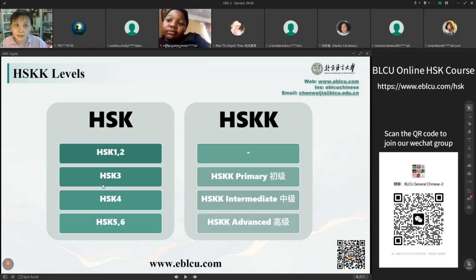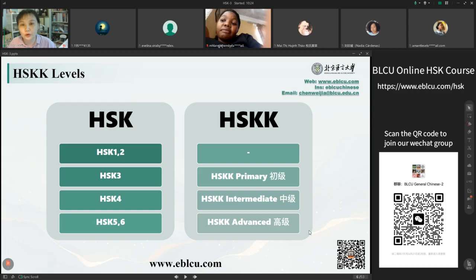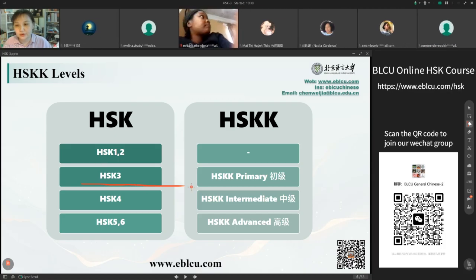So if you want to take HSK3, you need to take HSKK primary, or 初级, at the same time. Usually, if you take HSK3 in the morning, then in the afternoon you will have the HSKK speaking test. If you want to take HSK4, you need to take HSKK intermediate, 中级. If you want to take HSK 5 and 6, you need to take HSKK advanced, 高级, for the speaking test. So today our topic is about HSK 3 and HSKK primary.